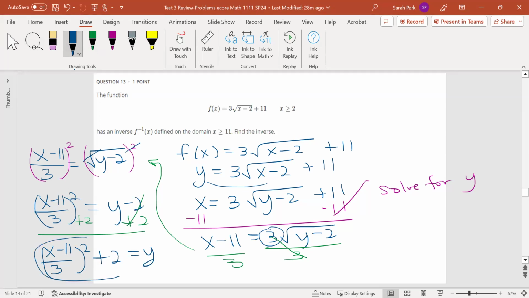So that's your inverse function. I'll just write it here. So your inverse function of f is ((x minus 11) over 3) squared plus 2.